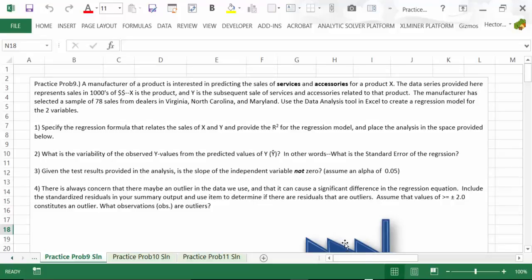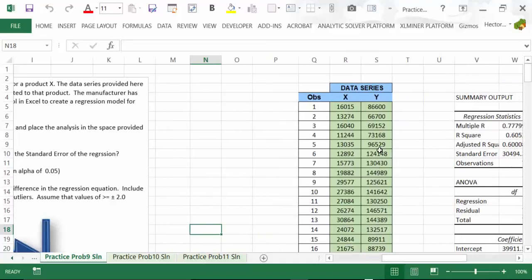In this particular problem we have data that shows us the sales of a particular product, or X, the dollar sales, and the corresponding sales and accessories and services that surround X. There are a lot of businesses that will sell you something inexpensively and then charge you for accessories and other services, for example, the telephone industry, that mean a great deal to their business success. So let's see how X and Y are related to one another.